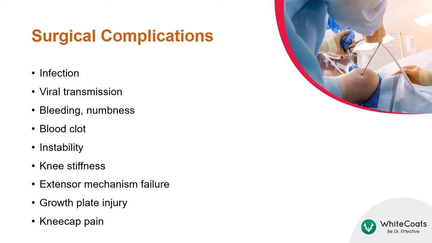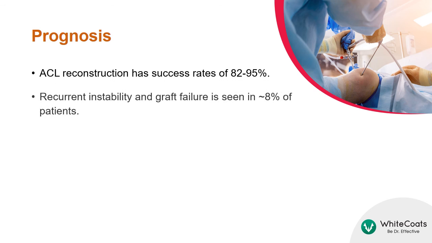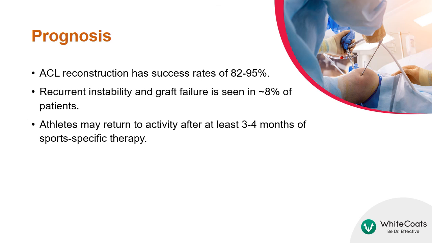Some of the common complications of anterior cruciate ligament reconstruction are mentioned here. Surgical reconstruction of the anterior cruciate ligament has long-term success rates of 82 to 95%. Recurrent instability and graft failure is seen in approximately 8% of patients. Athletes may return to their activities after at least 3 to 4 months of sports-specific therapy.